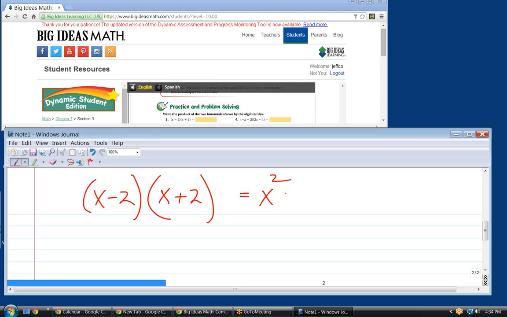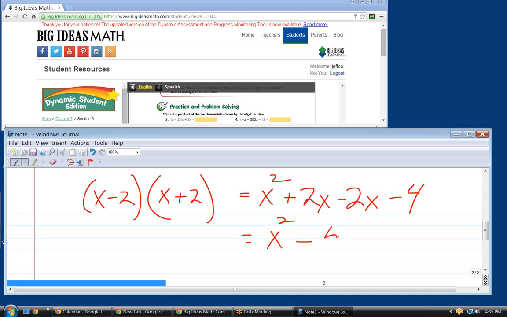The next one would be x times 2, which is 2x. Okay, and we need the sign because we need to know whether we're adding or subtracting it. And what's next? Negative 2 times x. And finally, negative 4. Simplify. And then simplified, it's x squared plus, no, x squared minus 4.